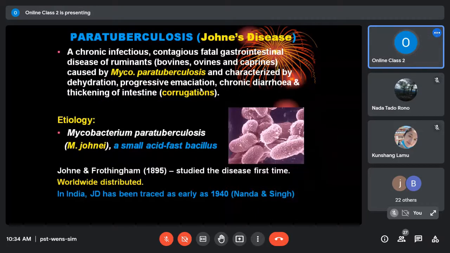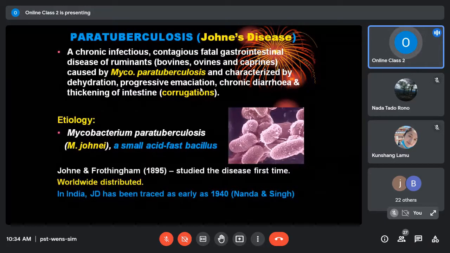Okay, the next disease is paratuberculosis, commonly known as Johne's disease. Here also, this is a chronic and progressive type of disease, highly infectious as well as contagious, affecting mostly the gastrointestinal tract of ruminants, like bovines, ovines, and caprines, mostly caused by Mycobacterium paratuberculosis. The main characteristic feature of this disease is that it is more or less similar to TB.